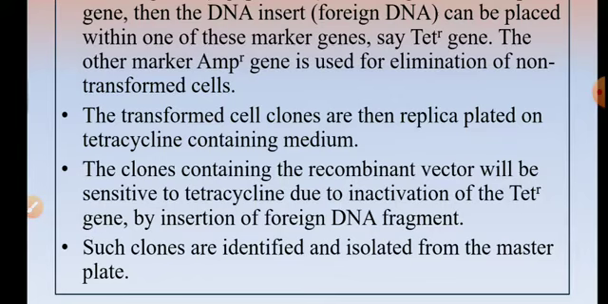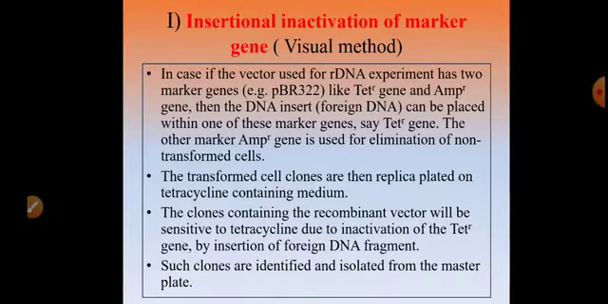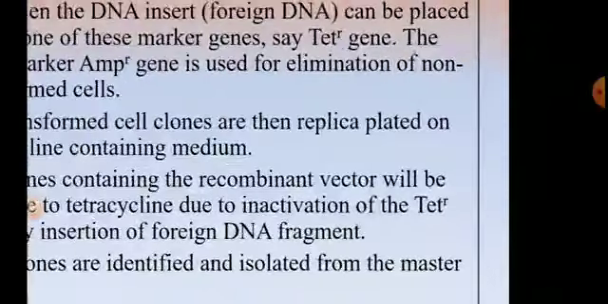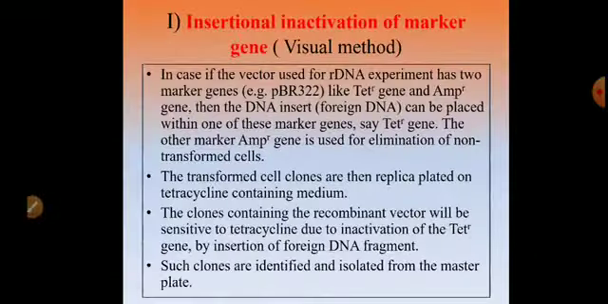Now, the colonies that are produced on ampicillin containing medium are replica plated on tetracycline containing medium. The clones that contain the recombinant vector will be sensitive to tetracycline due to inactivation of the tetracycline gene by insertion of foreign DNA, but they are resistant to ampicillin. So the colonies that are produced on ampicillin containing medium but are absent on tetracycline containing medium are the colonies of those clones which are desirable, which contain the foreign gene to be cloned. Okay. So then these cells are selected.